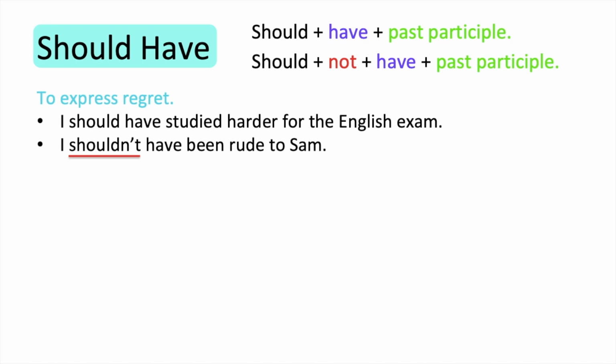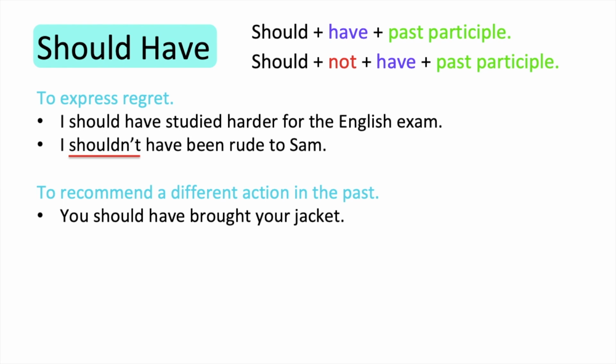Should have can also be used to recommend a different action in the past. For example, you should have bought your jacket. Here I am advising my friend that she should have brought her jacket with her. You shouldn't have shouted at Kelly. Here I am advising my friend that her action was wrong and that she shouldn't have shouted at Kelly.